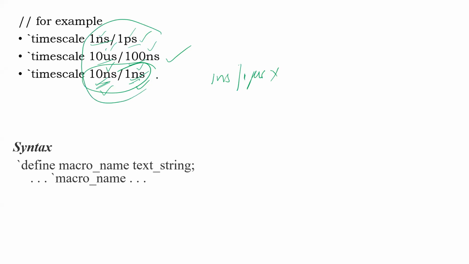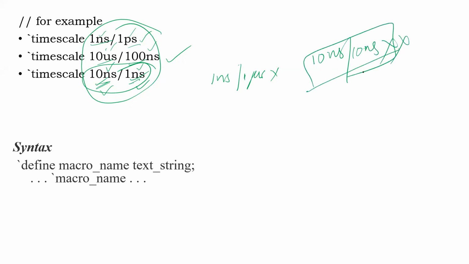Keep in mind, you should write like this. You should assign the time values, the time scale, like that. This is wrong: 10 nanoseconds is the time unit, and if the precision value is, suppose, 10 nanoseconds, this is not possible. This is wrong.